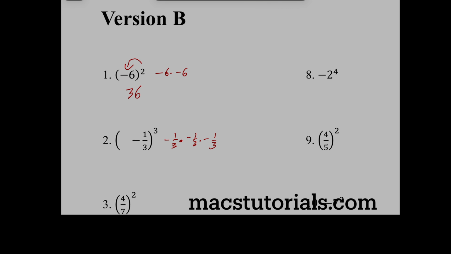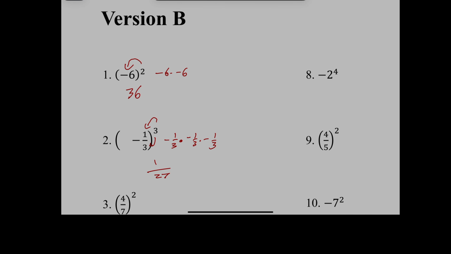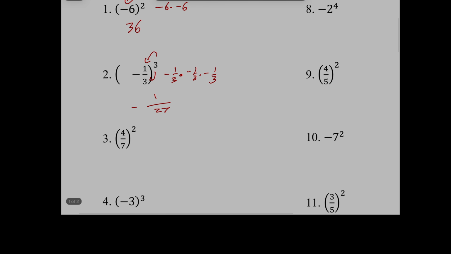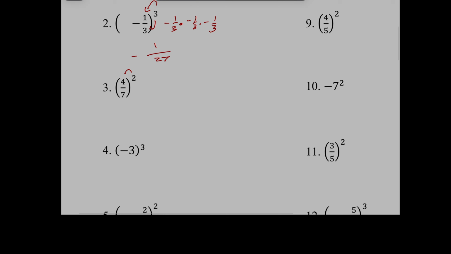So that's fine, but you can also look at it like this. Cube all these. 1 cubed is 1, 3 cubed is 27. 3 times 3 is 9, 9 times 3 is 27. Now, because I have 3 negative signs, any odd number of negative signs means my answer is going to be negative. Number 3, I'm going to square the top, and I'm going to square the bottom. That's going to give me 16 over 49. Here, I'm going to cube the 3. As we talked about before, the answer is 27, but is it positive or negative? I have 3 negatives. Any odd number of negatives is negative.